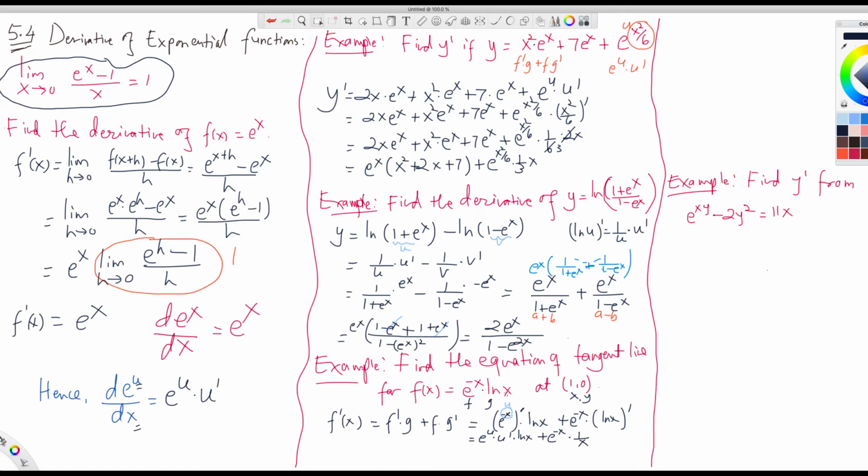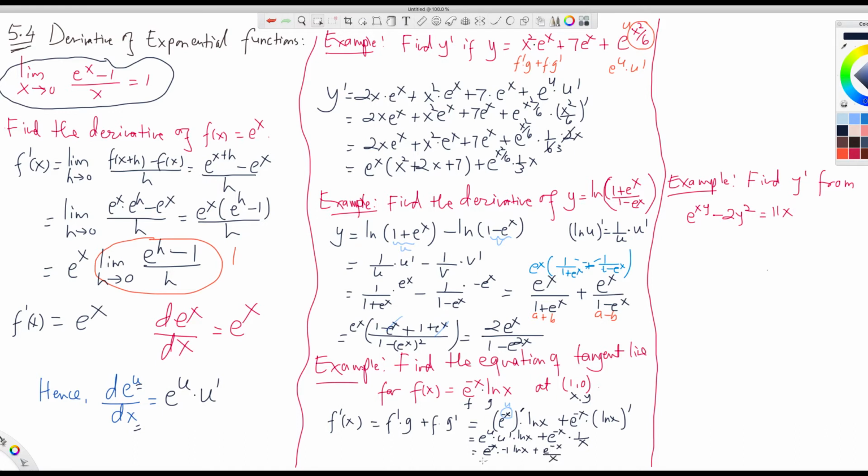So what is e to the u? Let's plug in the value there. That is e to the negative x. e to the negative x times u is basically negative x. The derivative will be negative 1, right? And the natural log of x is there, plus e to the negative x over x.